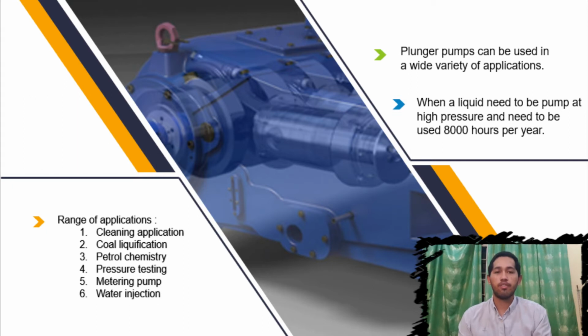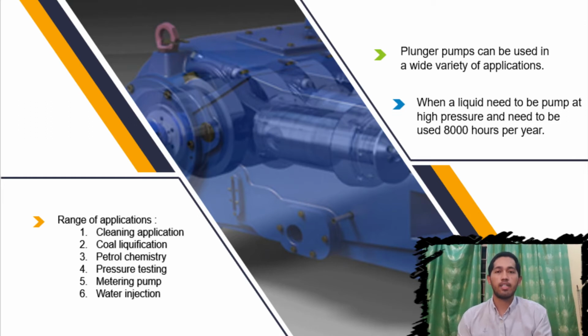Second is coal liquefaction. Coal liquefaction is process of making a liquid fuel from coal, which the coal is exposed directly to hydrogen at high temperature and high pressure. The third one is petrochemistry. Many processes in this industry operated continuously, so the pump use must be reliable to work up to 8,800 hours per year. The fourth is pressure testing. Pressure testing is to check the leaks and defects in pipelines, valve, casting and component.